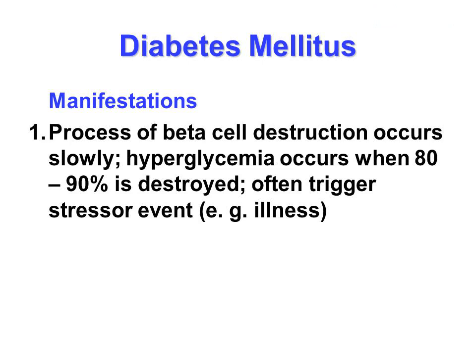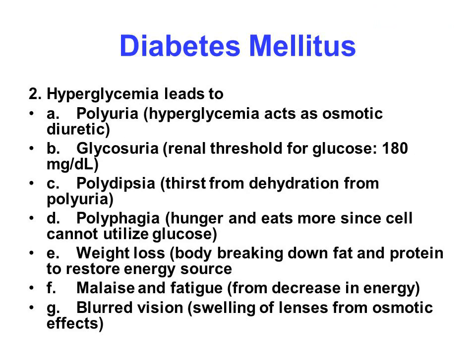Diabetes mellitus manifestations. Process of beta cell destruction occurs slowly. Hyperglycemia occurs when 80 to 90% is destroyed, often triggered by a stressor event, e.g., illness. Diabetes mellitus 2. Hyperglycemia leads to A. Polyuria, hyperglycemia acts as an osmotic diuretic.